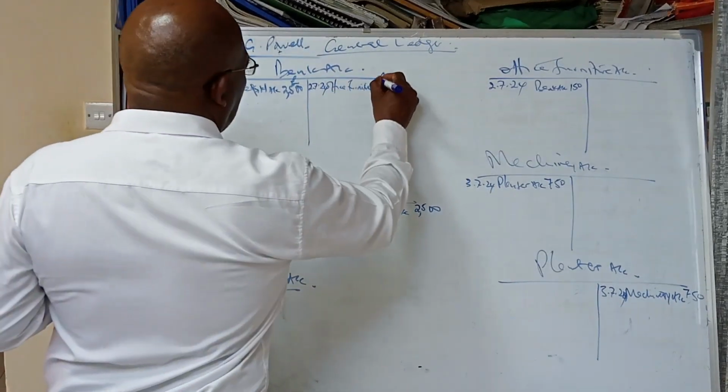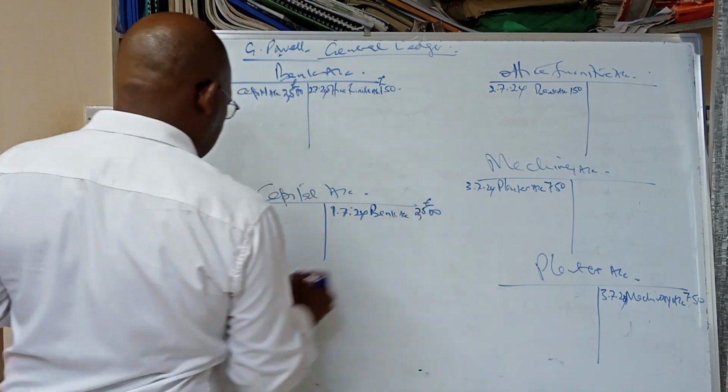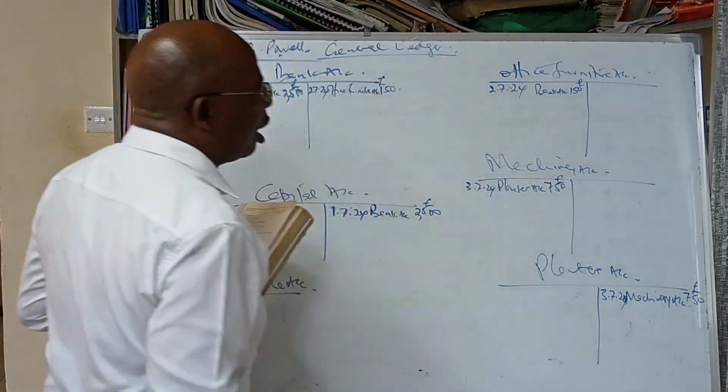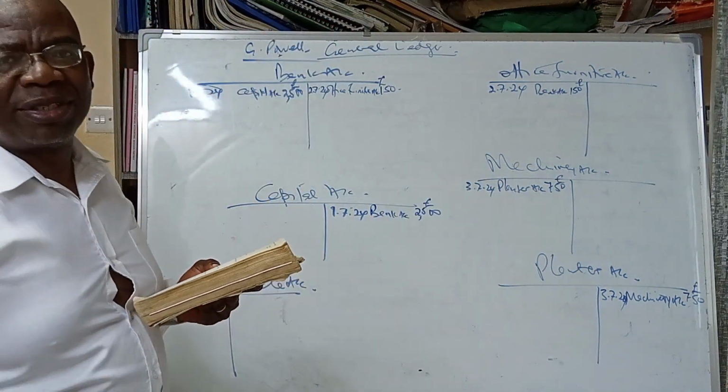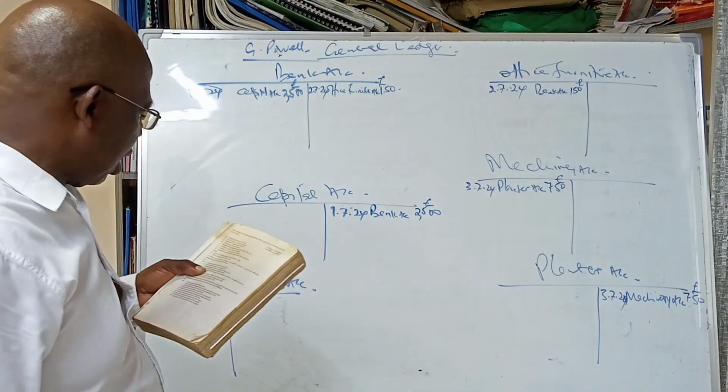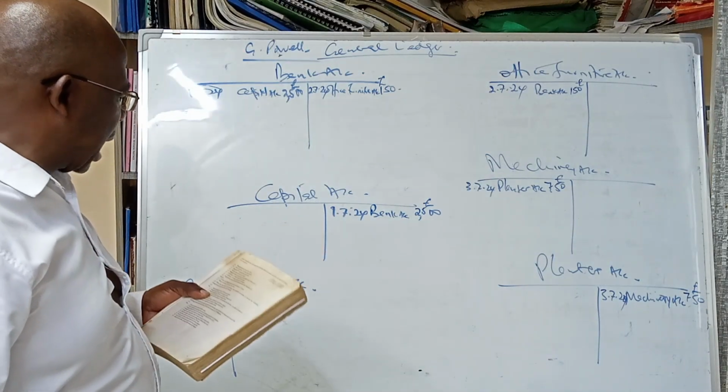Always ensure that you capture the currency. They are not cows, they are not goats, they are pounds. So we are buying motor vehicle paying by check 600.